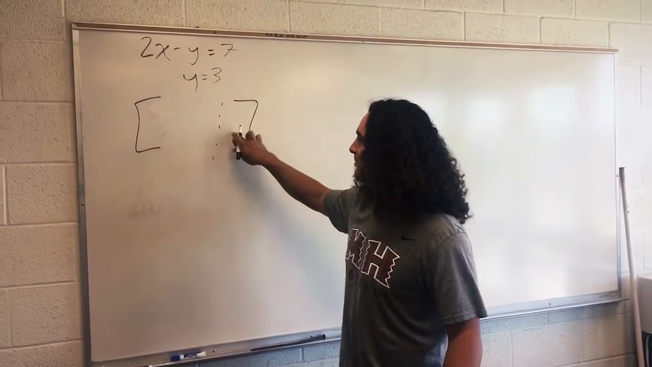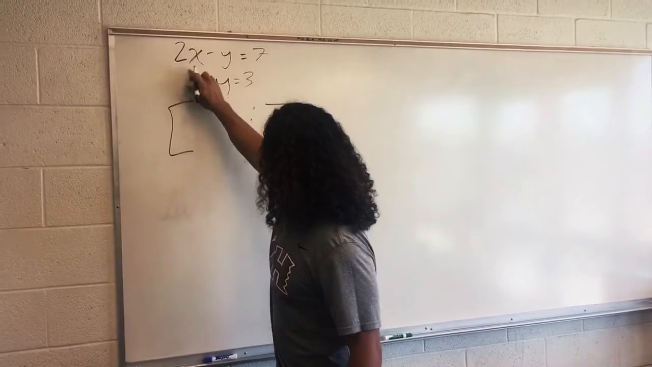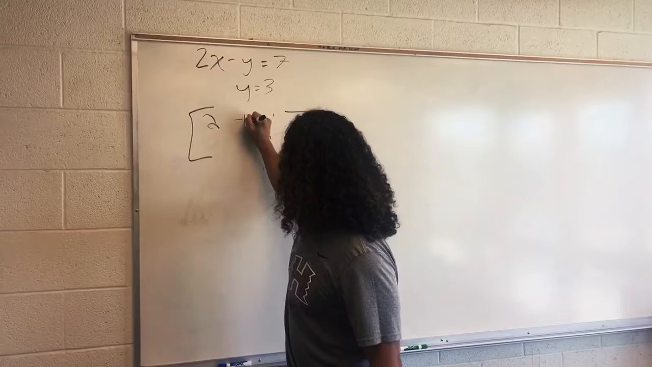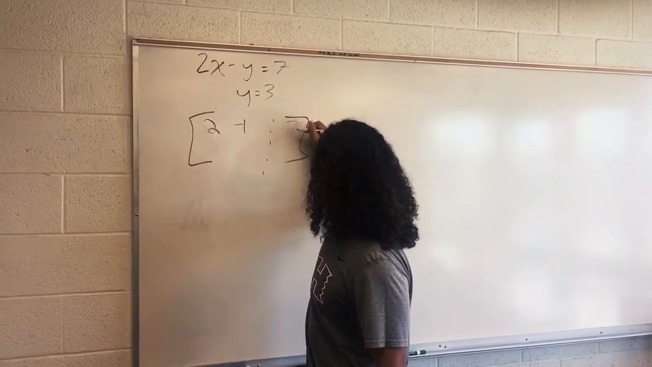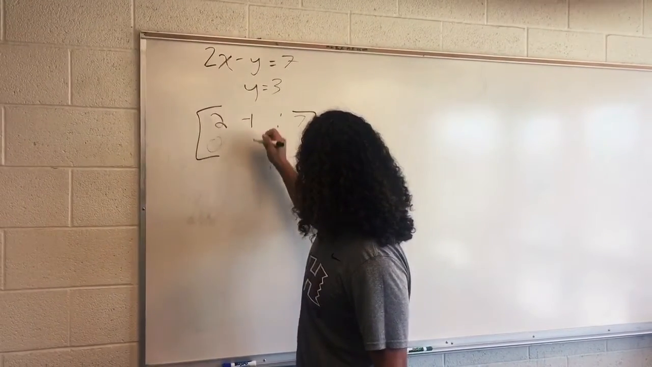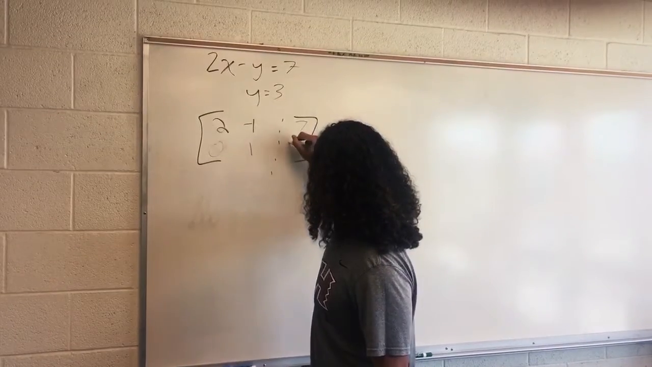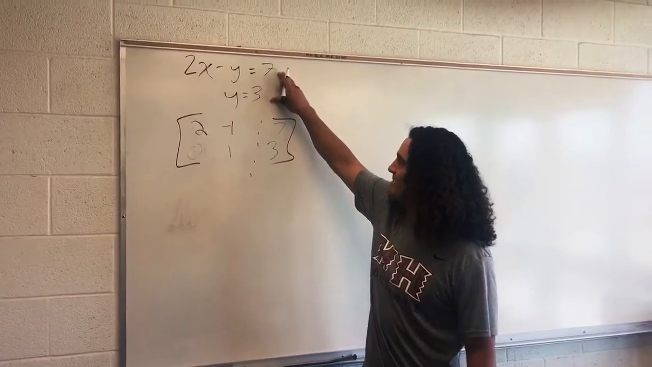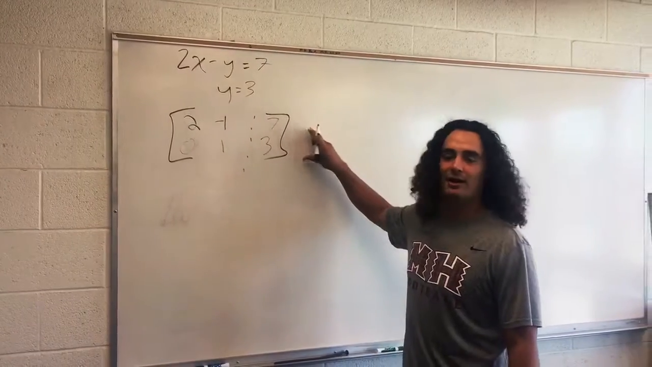Now to set up our problem, we will put the 2 in this spot, this -1 here, a 7 here, and then a 0, a 1, and a 3. Now we have this system of equations set up into our augmented matrix.